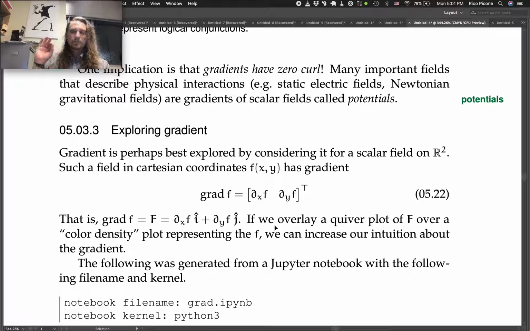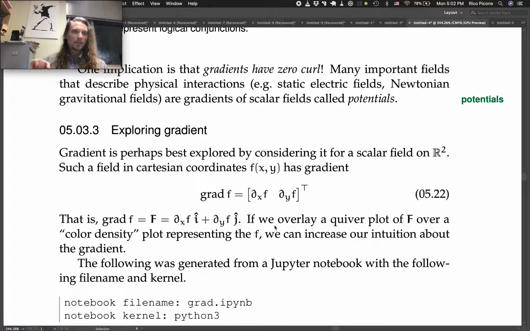However, when we were considering the divergence or the curl, we were giving these functions a vector field, and from that vector field we were computing the divergence and the curl. So we would plot the color density plot of the divergence, which is a scalar field, and the curl, which is a scalar field.